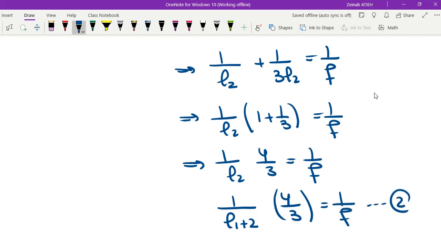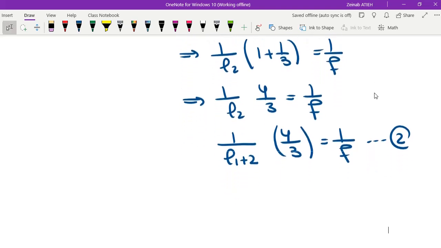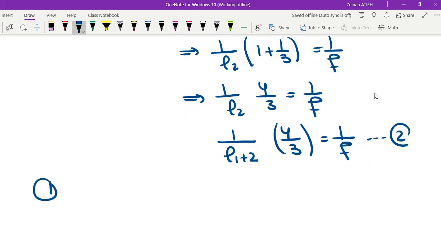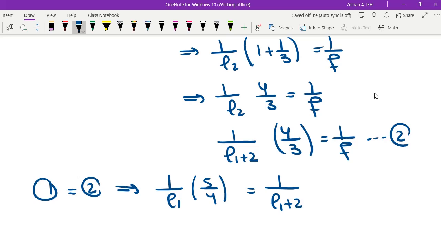Now we have two equations in L1 and F. Okay, I can equate them and find L1, or divide them by each other, whichever is easier for you. Both methods are true, so I will equate them. Equation 1 equals equation 2, so we get 1 over L1 times 5 over 4 equals 1 over L1 plus 2 times 4 over 3.